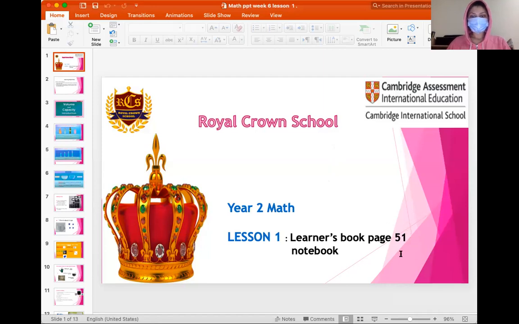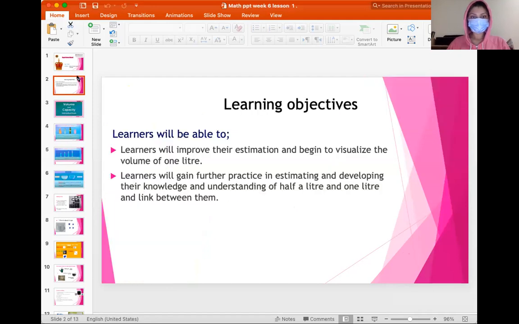We will cover page 51. Please open your learner's book. Our objectives today are to understand the volume of 1 liter. And we will practice. If we were at school, we would have done some more exercises. However, we will practice in estimating and developing the knowledge and understanding of 1 liter, half liter, and how to measure them.